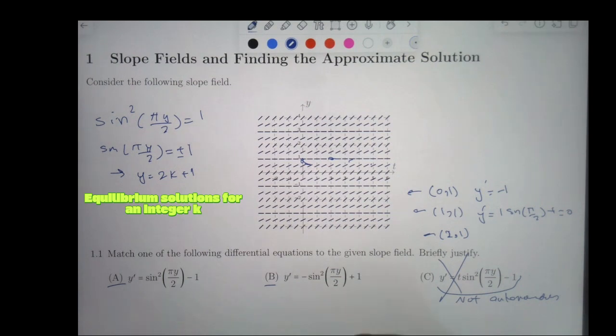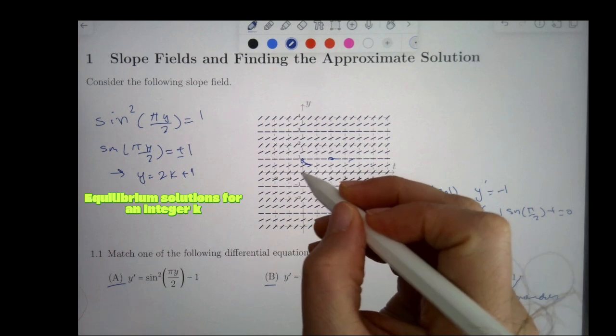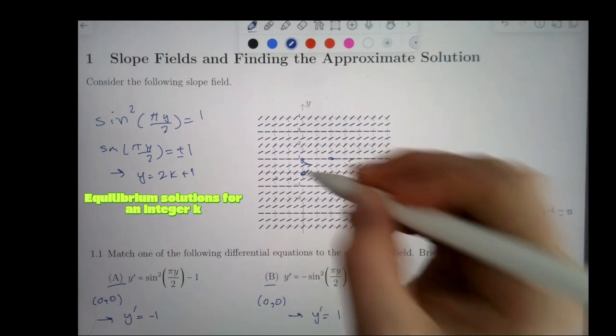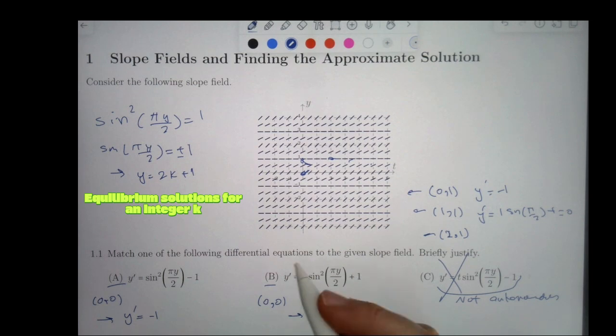The next thing, I just said that one is the negative of the other in here. So the best thing is to have a test point. Any test point would work, but let's try, for example, 0, 0. I'm trying 0 and 0 for both of these to see what I get. For the first one, I get y prime is equal to negative 1. For the second one, I get y prime is equal to 1. And at 0, 0, the direction is positive, so this is the answer, and we circle it around.